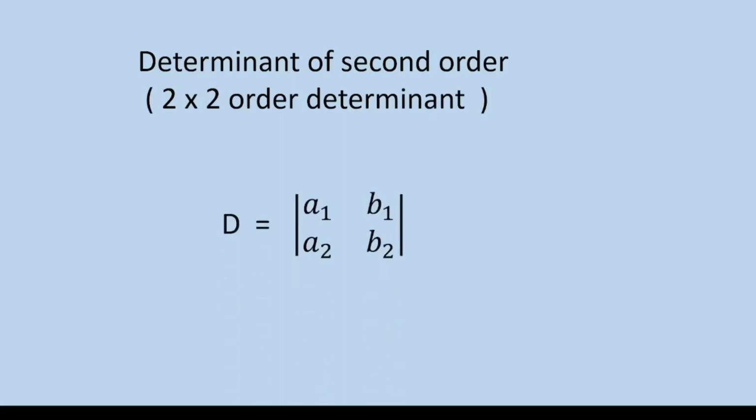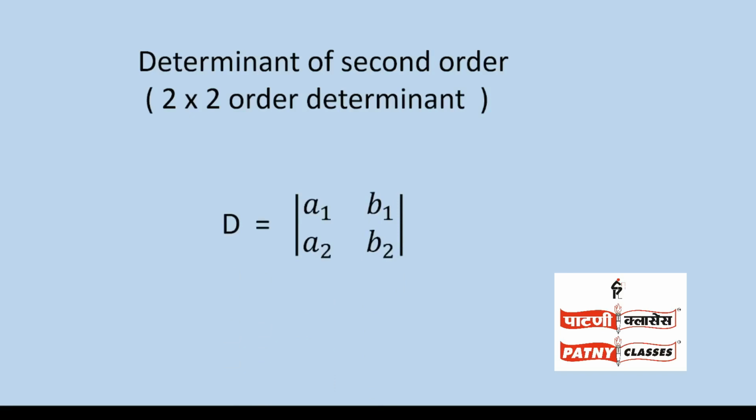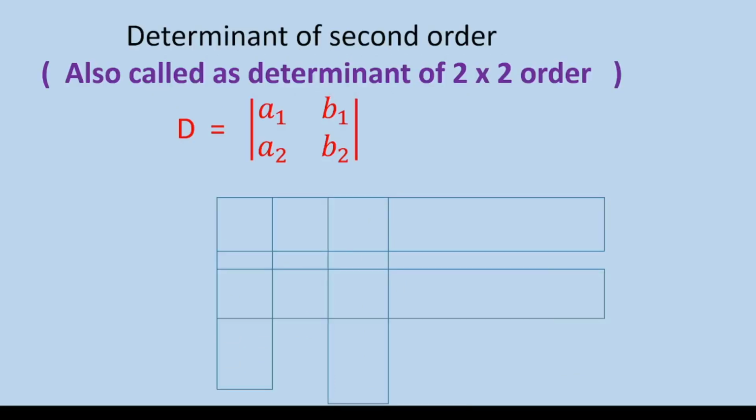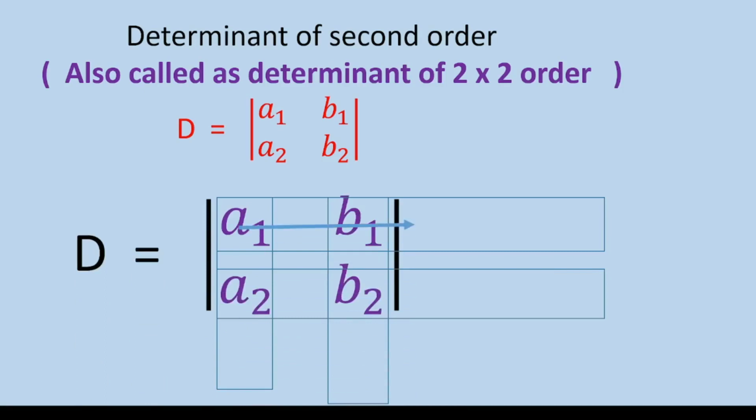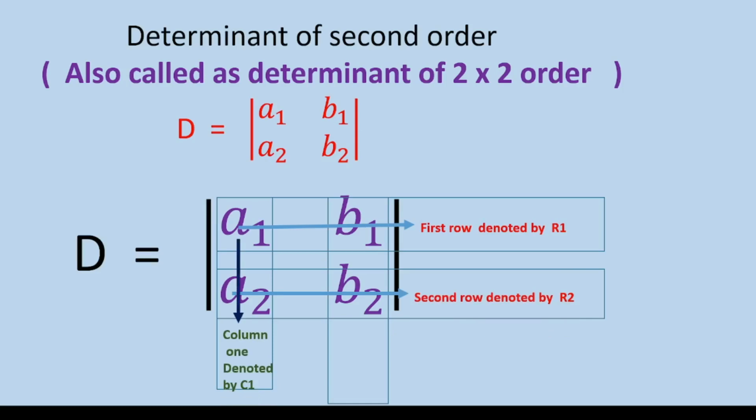This is a 2 by 2 determinant. It has 2 rows and 2 columns. First row is denoted by R1. Second row is denoted by R2. First column denoted by C1. Second column denoted by C2.